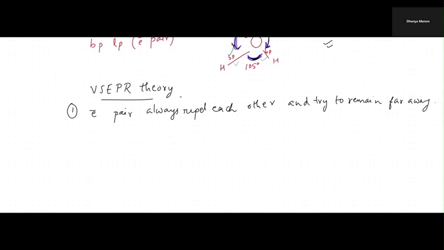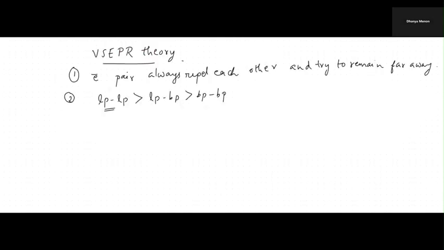Okay, and we also saw the order of repulsion. Lone pair-lone pair repulsion is always greater than lone pair-bond pair, which is greater than bond pair-bond pair. So lone pair is the greatest repulsion, and bond pair is the least. So basically, this is the summarized VSEPR.